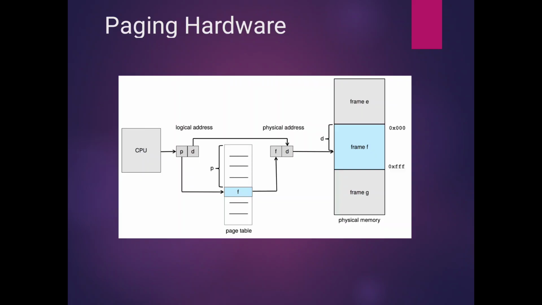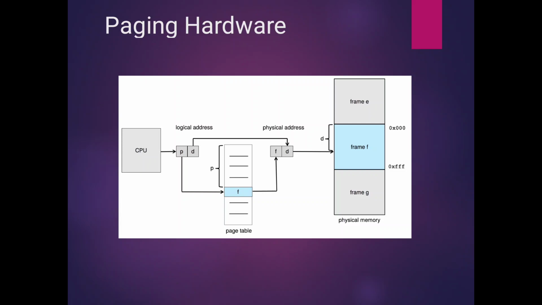So in this paging representation, the CPU gives a logical address that is subdivided into two parts, P and D: the page number and the offset value. The page number defines which page, and the offset value is D. From this page number we can get the frame address F. So the F and D make up the physical address.